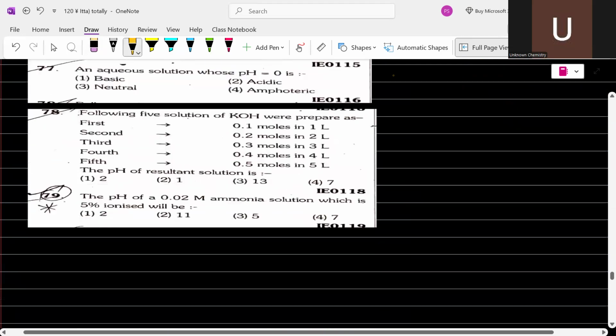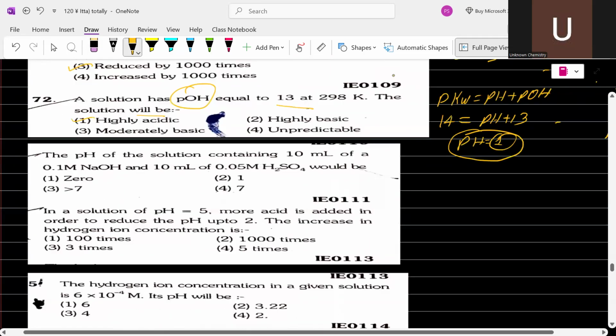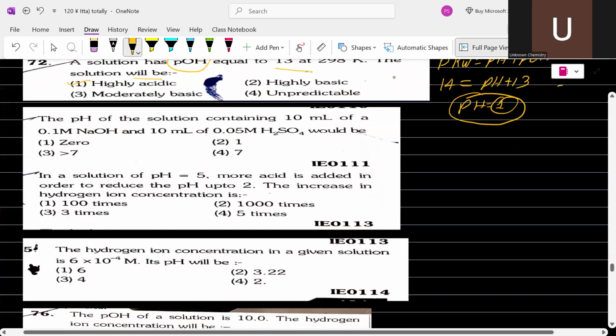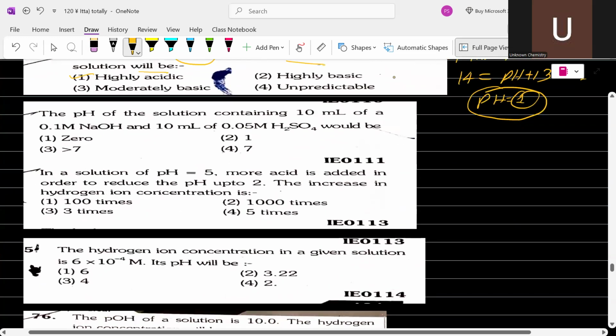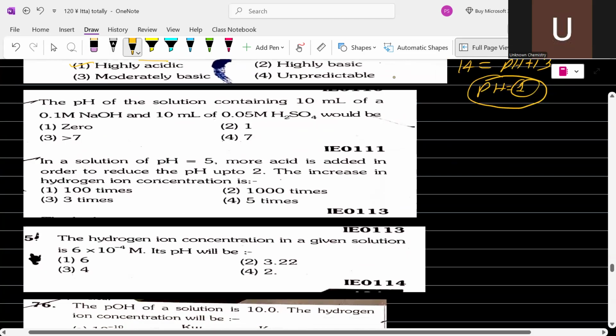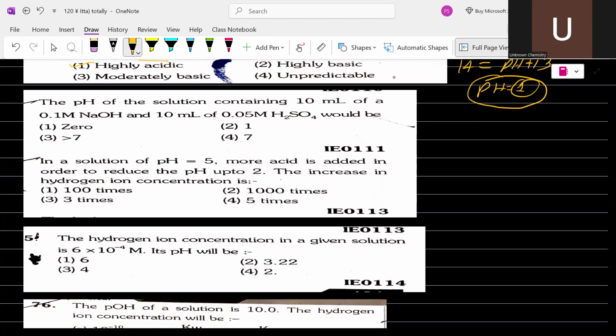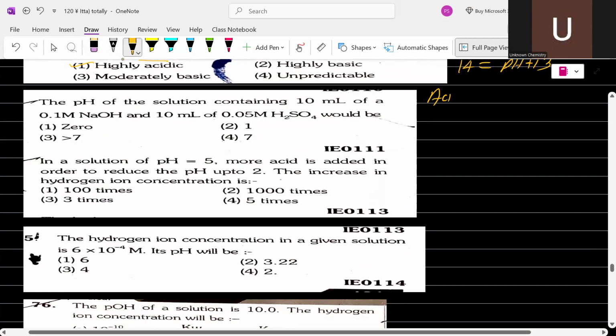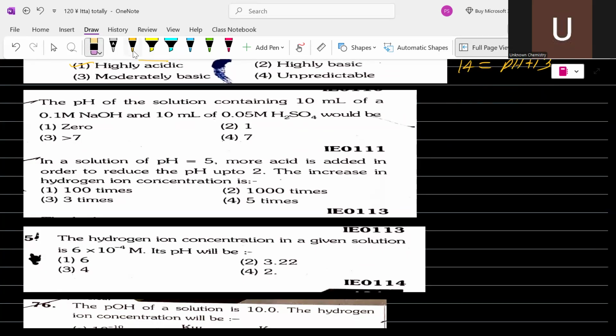Next question, everyone. So we have a list of questions, so let's solve the next questions too. The pH of a solution containing 10 ml of 0.1 molar NaOH and 10 ml of 0.05 molar H2SO4. Please understand, this concept is based on the reaction. We have an acid and a base. When acid and base react, they form salt plus water.